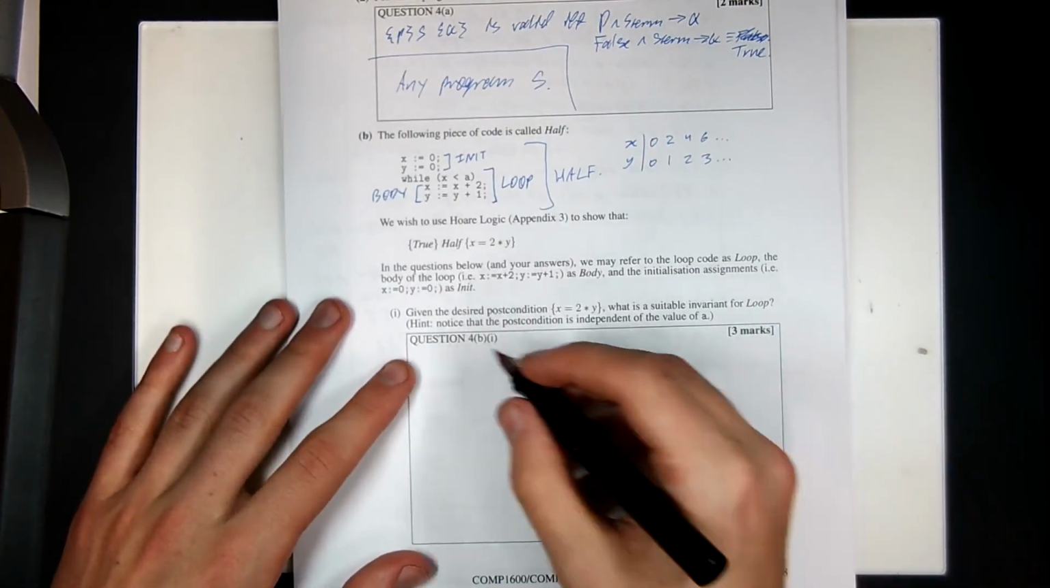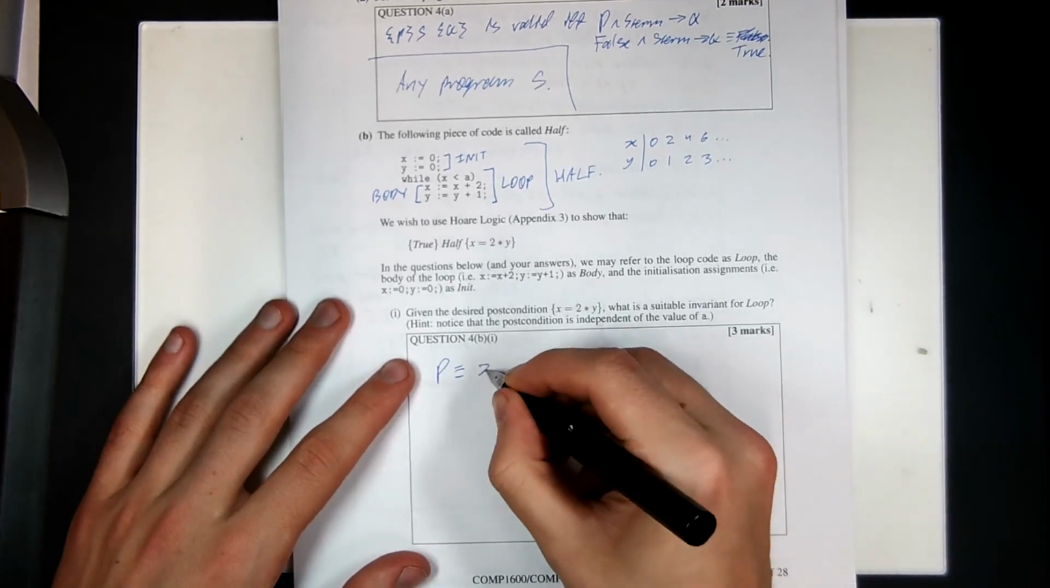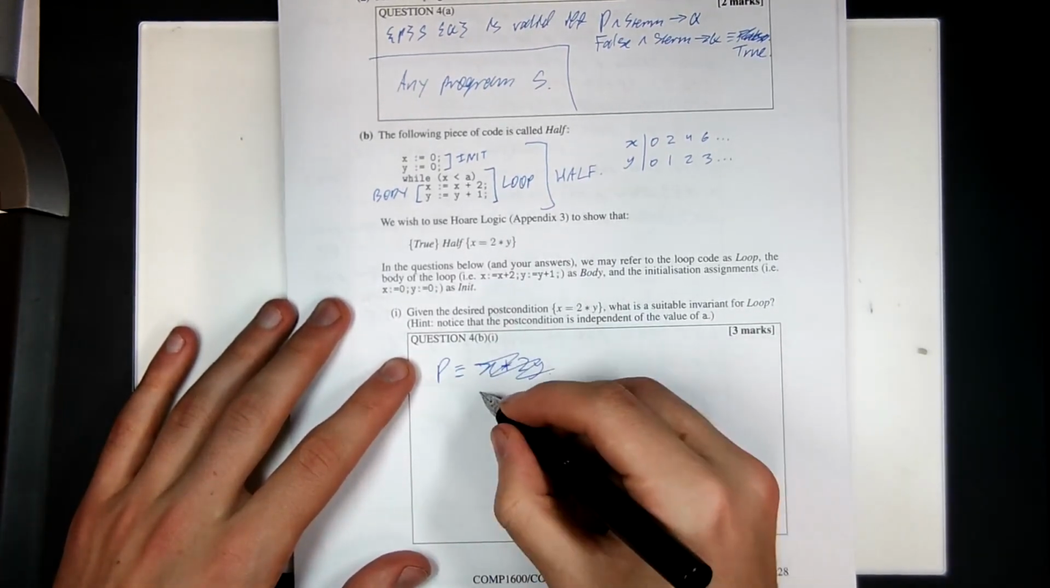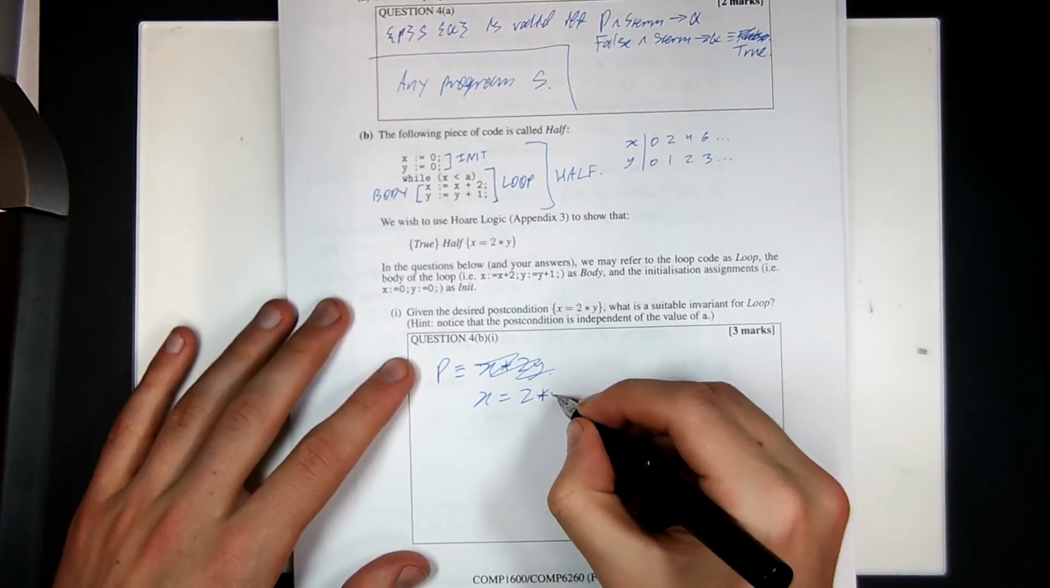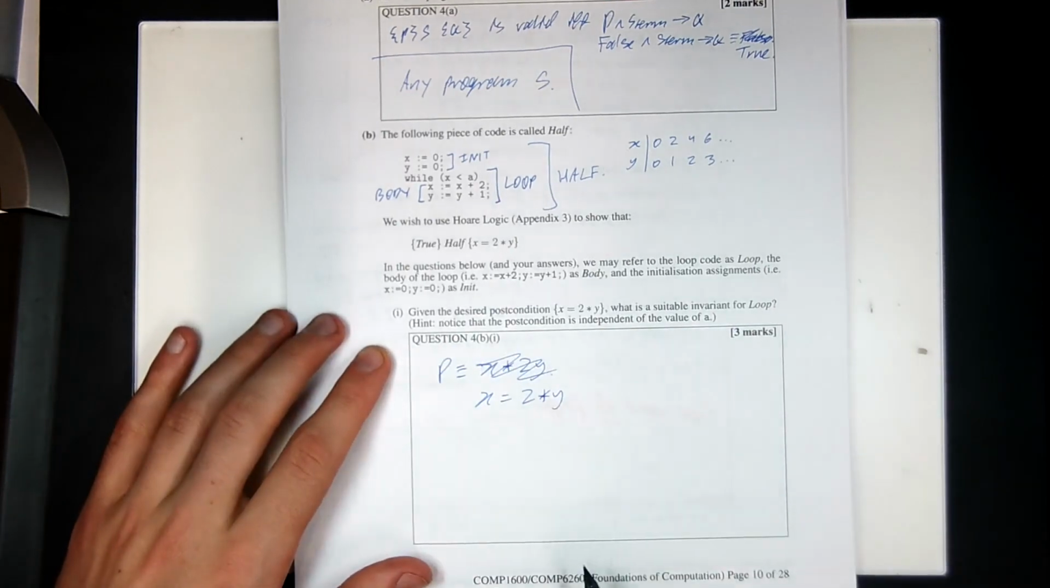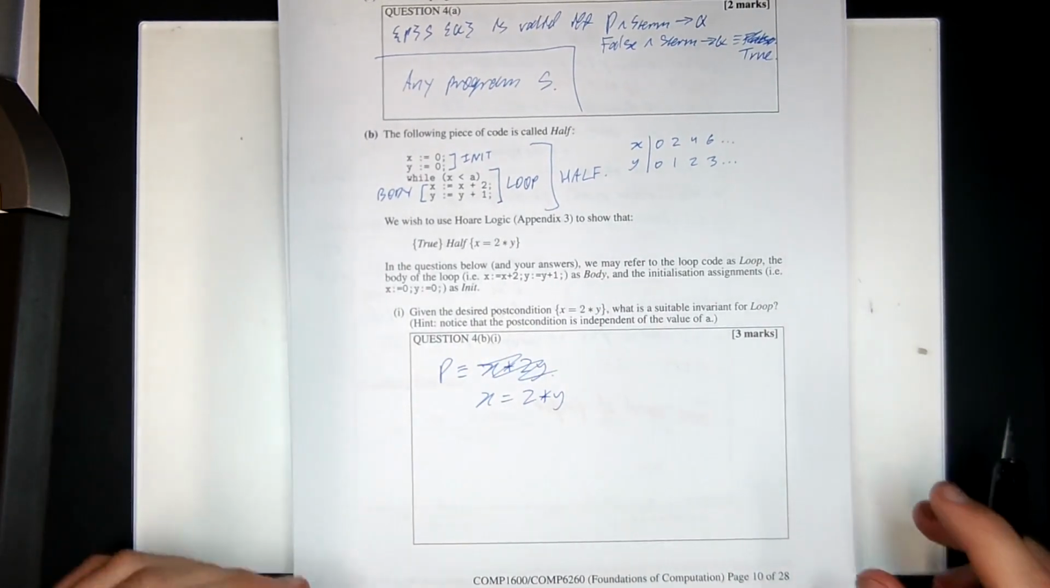Suitable invariant, okay. P is equivalent to x equals 2 times y. Is it asking for justification? Nope. Okay, well, that's my answer, and that'd be a perfectly valid answer. Cool, let's move on.